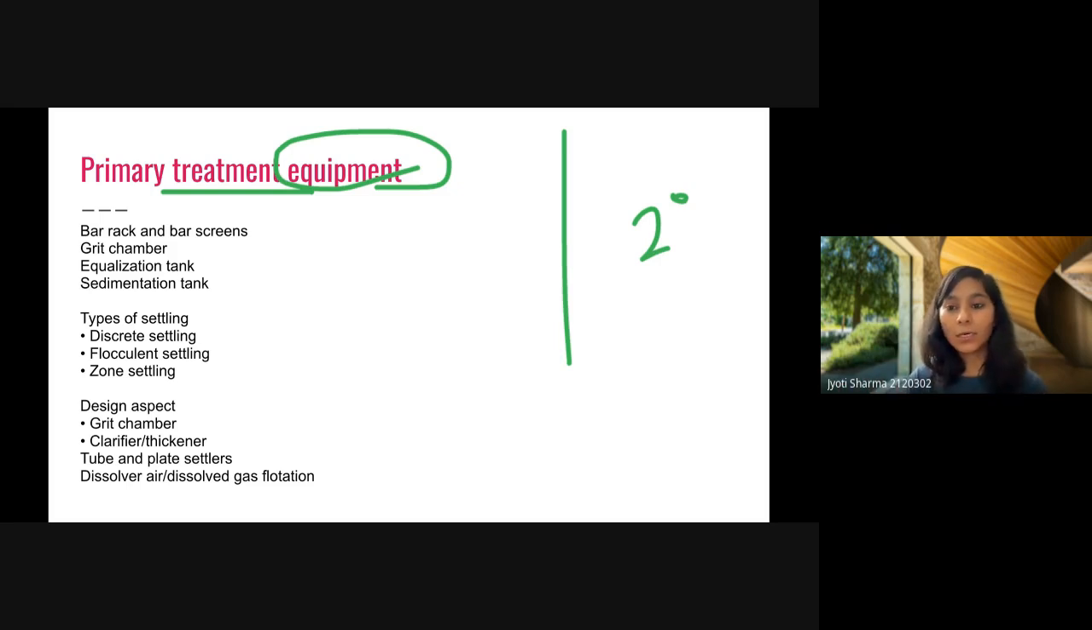So these coming 10 to 15 questions are based on your primary treatment equipment. So just see what different equipment we use. We use bar racks, bar screens, grit chamber, equalization tanks, sedimentation tanks. These are the equipment that we use. Then there are different types of settling we may have in the sedimentation tank. That can be discrete settling, flocculent settling, and zone settling.